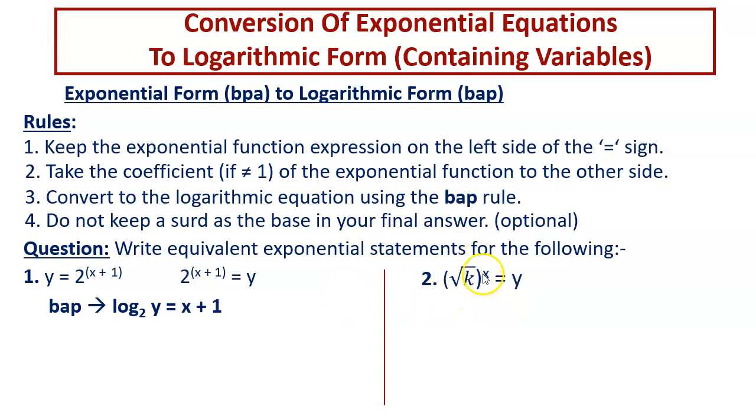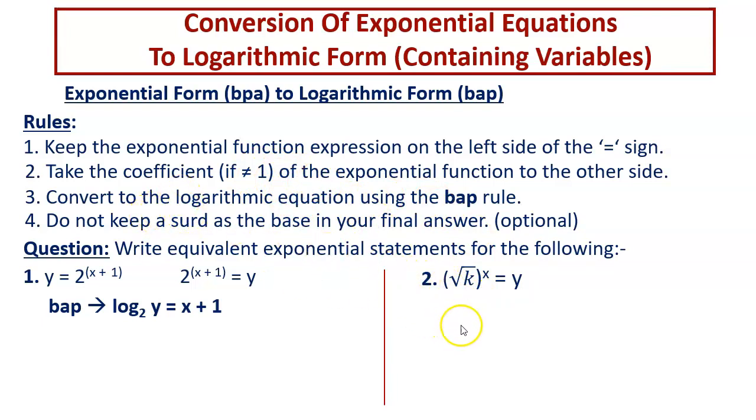Square root of k raised to the power of x equal to y. This time the term containing the power is on the left hand side of the equal to sign, so we do not have to change the sides. And for rule number 2, the coefficient is equal to 1. Even for the first case, the coefficient was equal to 1. It was 1 times 2 to the power of x plus 1. Even in this case, it is 1 times square root of k to the power of x. So we have nothing to do for rule number 2 as well.